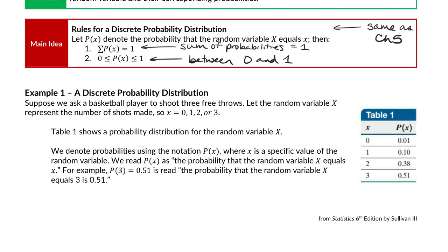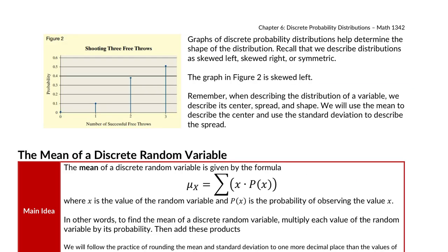Okay? That's a probability distribution. Another thing we can do with discrete probability distributions is graph them. Now, because they are discrete, there are going to be spaces in between them. So if you notice on this number line showing the number of successful free throws, we have our plot at 0, at 1, at 2, and at 3. They are not connected. They are discrete.